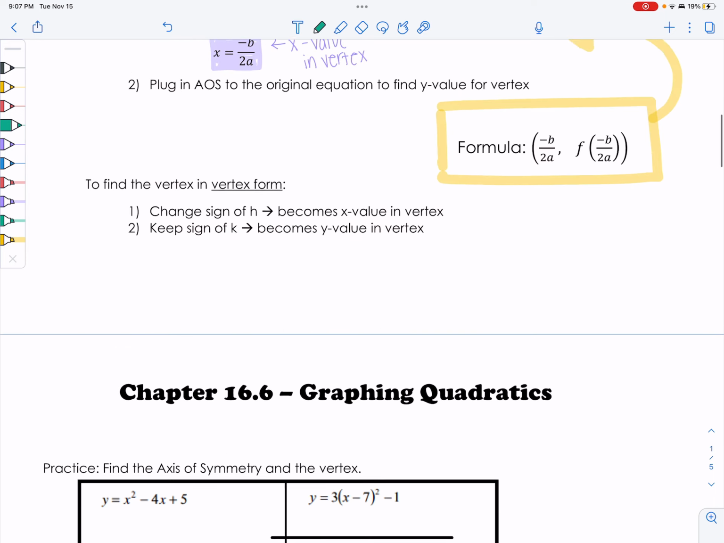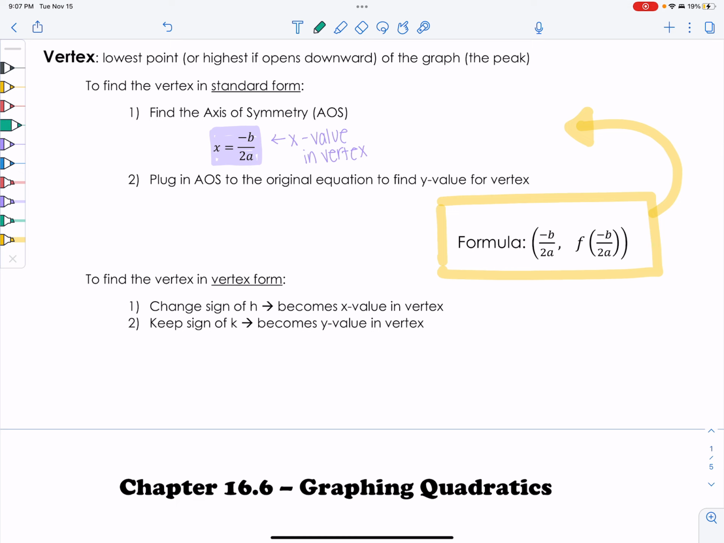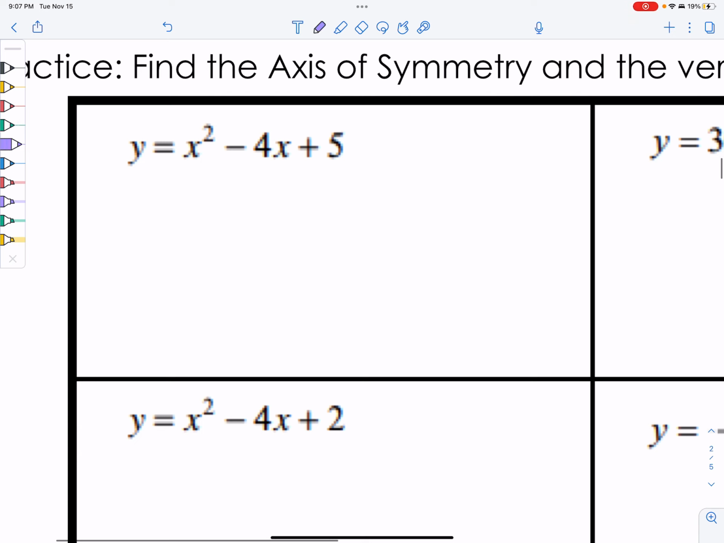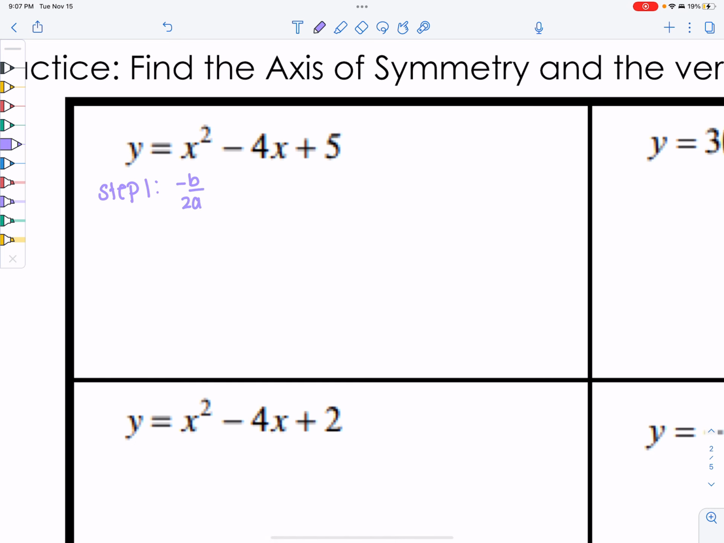So the formula says find x equals negative b over 2a. Okay, so step 1, negative b over 2a. And that's going to be the x value. Well, this is the same a, b, and c we've been looking at. A equals 1, b equals negative 4, c equals 5.